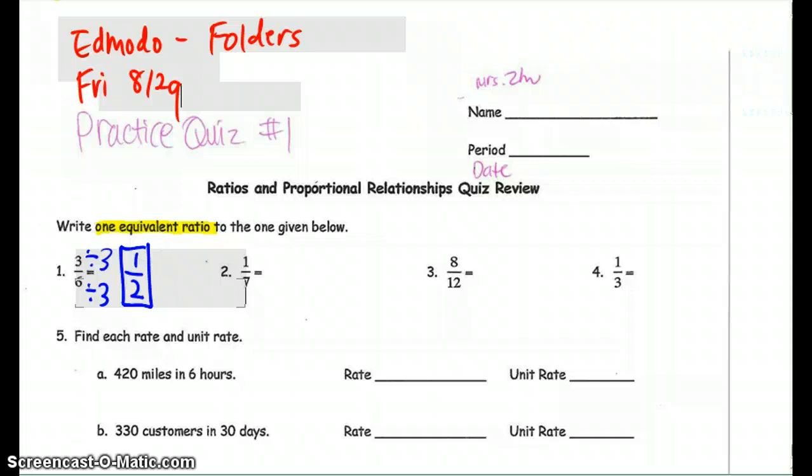I can also multiply by 2 in my numerator and denominator. 3 times 2 is 6. 6 times 2 is 12. I could also write 6/12 and many more other answers. That is how I can find a ratio that is equivalent.